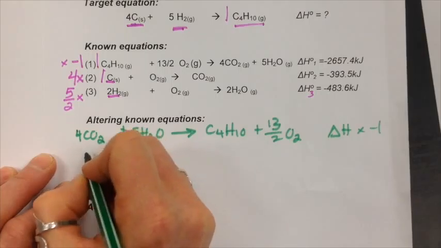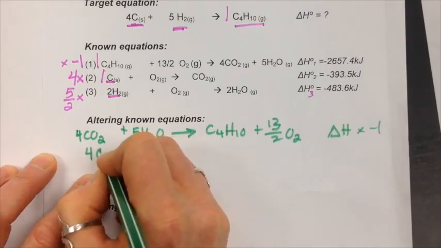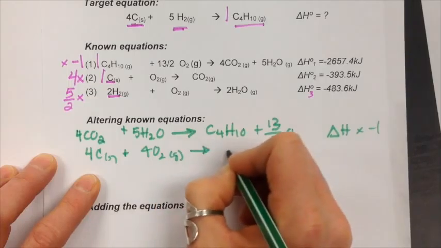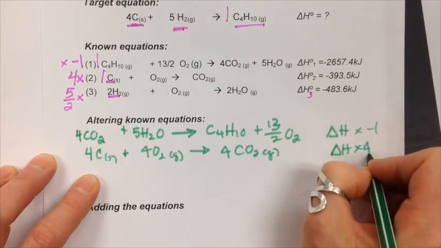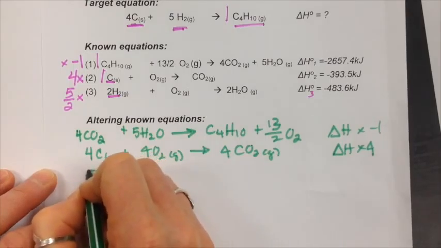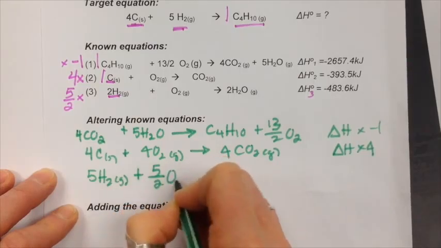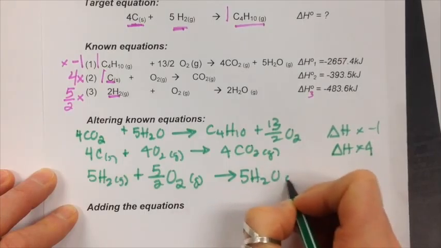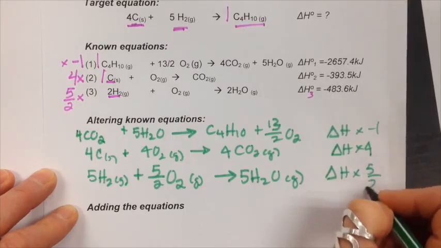Now, in equation number 2, I now have 4 carbons, because I'm multiplying by 4 everything, plus 4 oxygen. That gives me 4 carbon dioxide. And again, my delta H, I'm going to multiply by 4. Down here, multiplying the fractions through, that will give me the 5 hydrogens that I need. It'll give me 5 over 2 oxygens, and that'll produce 5 water, gas, and this time I'm going to have a delta H multiplied by 5 over 2.